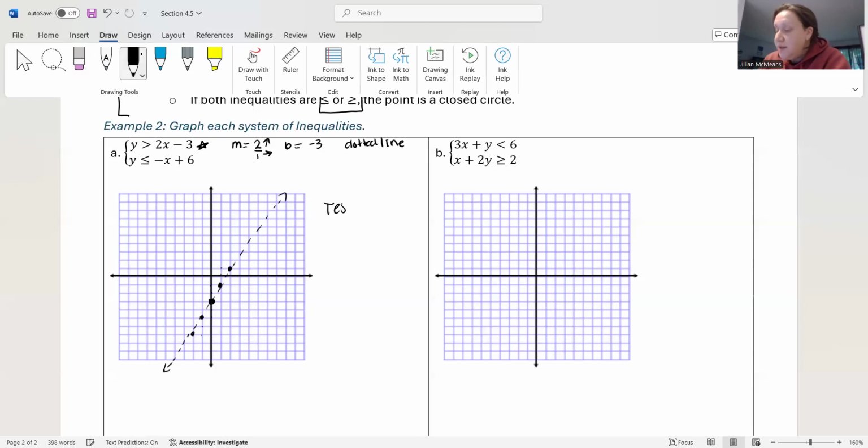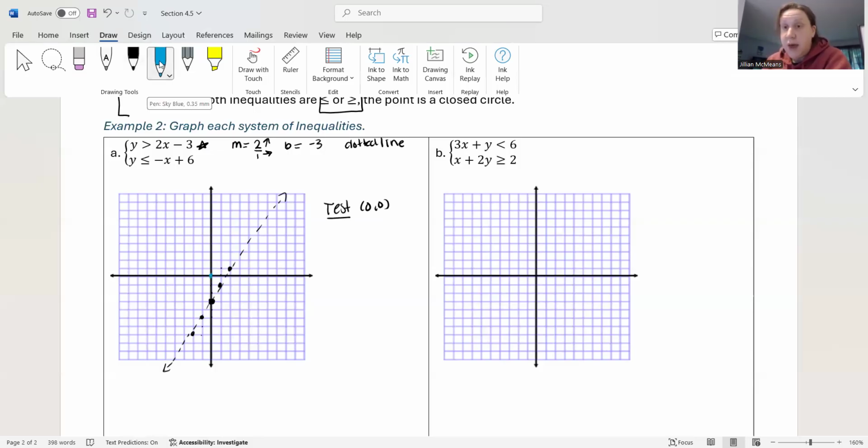I always test the origin unless my line goes through it. You can test literally any ordered pair you want as long as it is not an ordered pair on the line. But the easiest point to check is always going to be the origin because you just plug in zeros. So let's test 0, 0. Okay, now notice 0, 0 is up here.